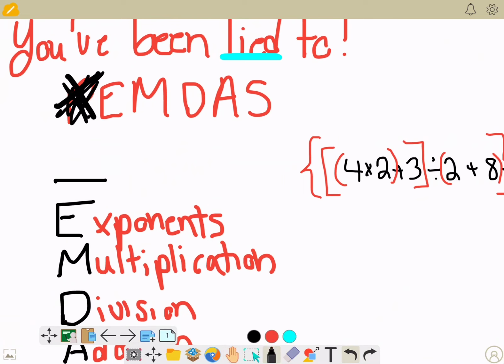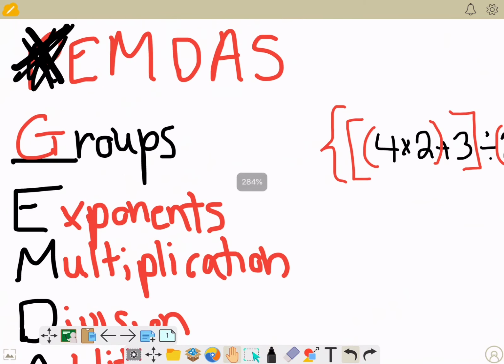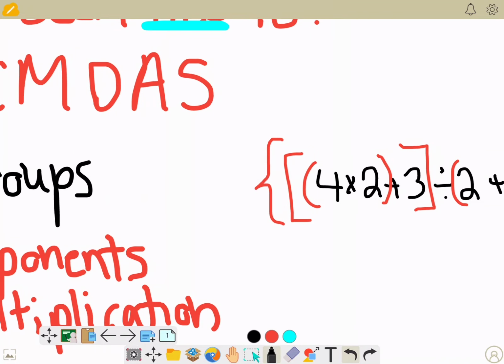So instead of PEMDAS, please excuse my dear Aunt Sally, it would actually be GEMDAS, which means your groups. Now, with your groups, if you were actually to do it, you would do the parentheses first if you saw them. Or if you see the brackets, you got to do everything inside the brackets. Or if you see the braces, you got to do everything inside the braces.